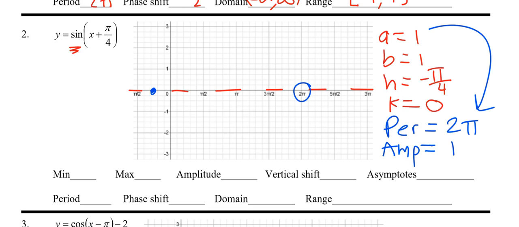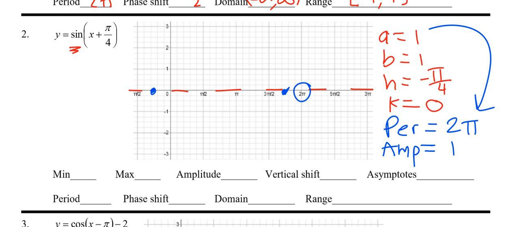I'll give you a hint. It's not right there. It is. It's 7 pi over 4. It's 1 pi over 4 backwards from that. Just imagine the whole cycle shifting 1 pi over 4 to the left. So if you thought about the original one going from 0 to 2 pi, all we did was pick the whole thing up and slide it over.